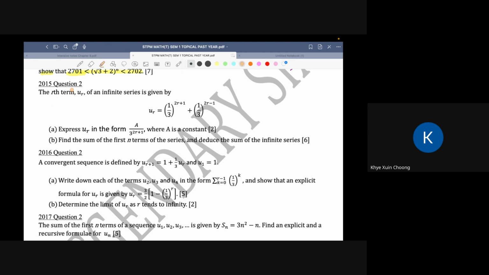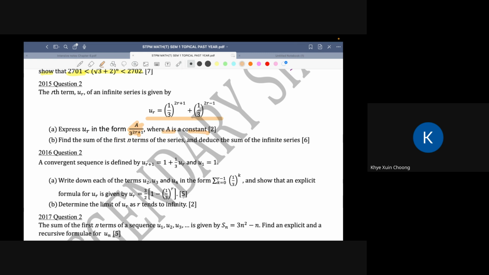Because we want to proceed for question 6. So question 6, I will discuss in more detail. This one, I think, is quite straightforward. So I discussed how we should target the question. Okay, so the r-th term u_r of an infinite series, let's say, is given by this. Okay, express u_r in terms of this, where A is a constant.